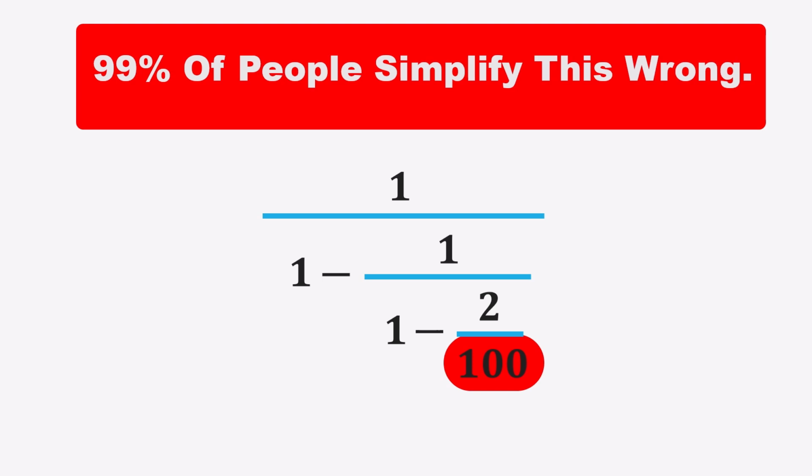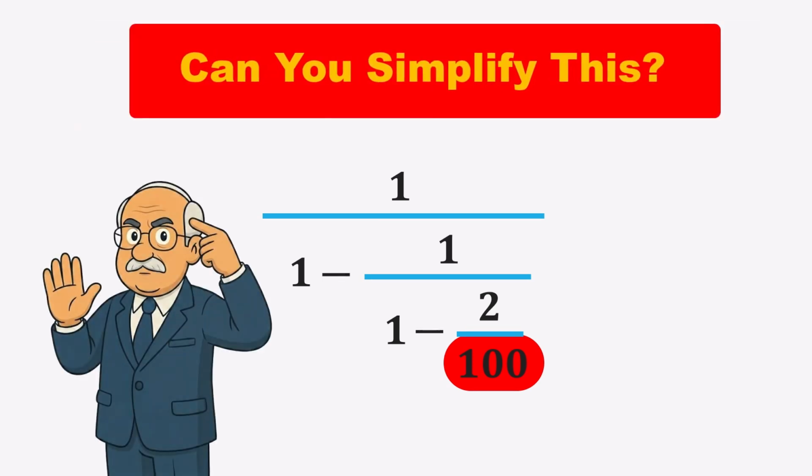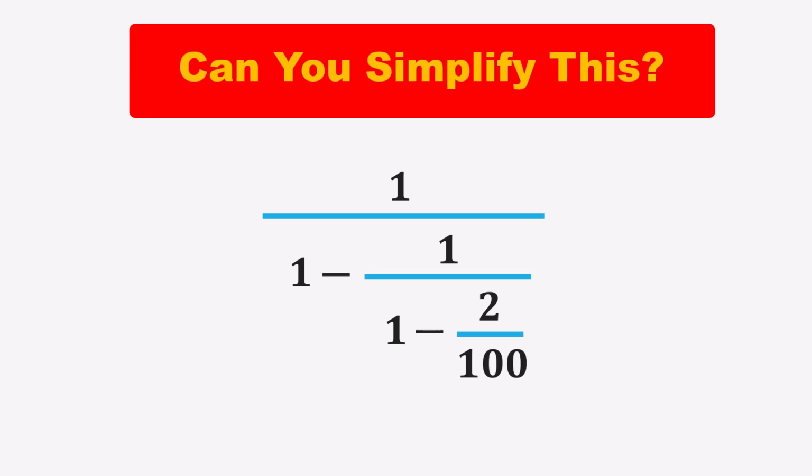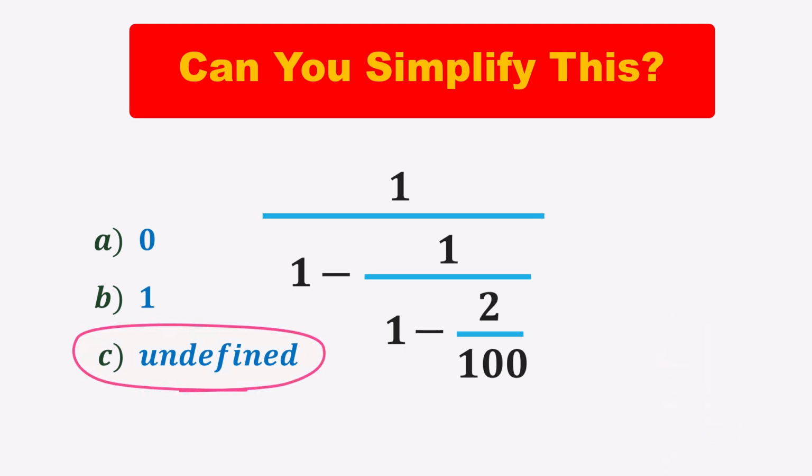But here's the challenge. Can you simplify it? No calculator, no pausing, no cheating. One tiny mistake changes everything. You have 4 seconds. 1, 2, 3, 4. Got an answer? Good. Now let's simplify it carefully.